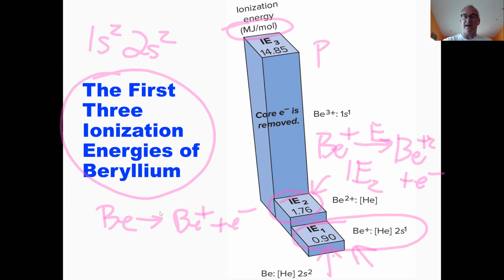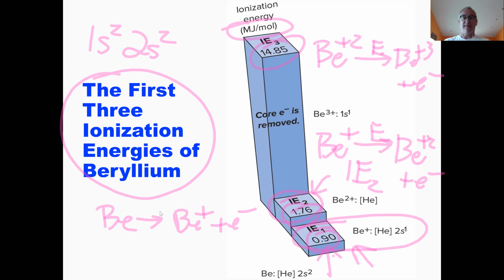Now, this is the third ionization energy. So this is the amount of energy required to take Be2+, add some energy, and form Be3+ by taking an electron. And notice how much it jumps in a huge way. It goes from 0.9 to 1.8 to 15. So there's a huge jump in the amount of energy required to pull another electron away.